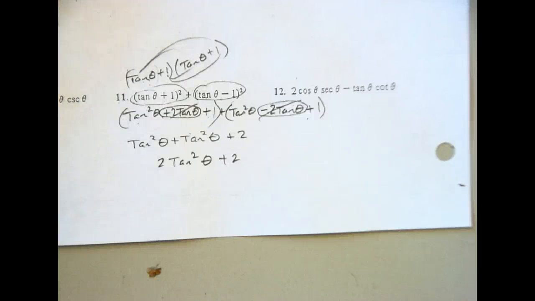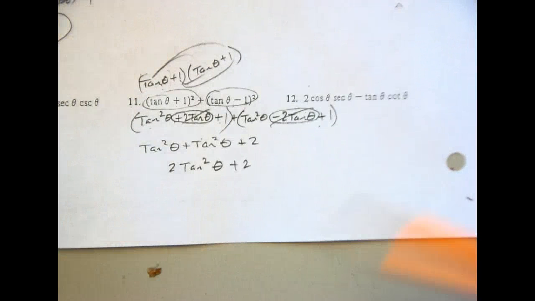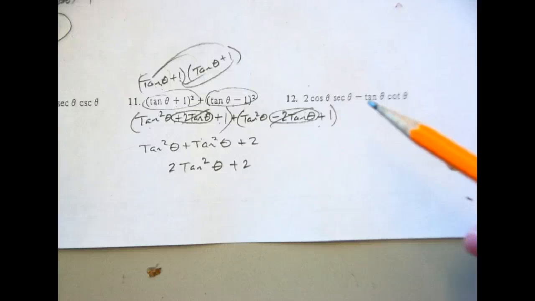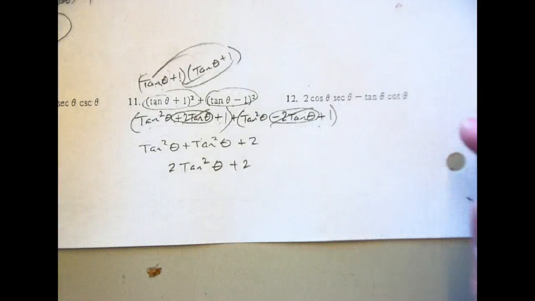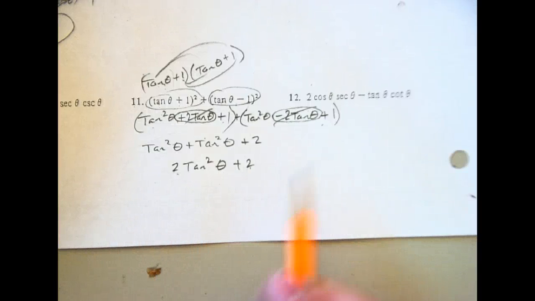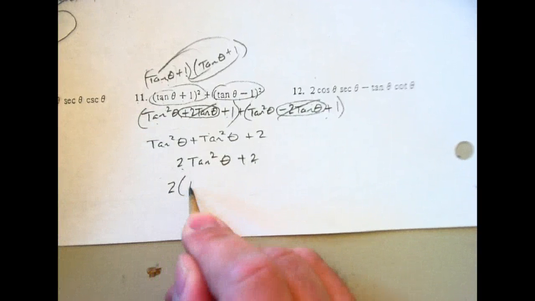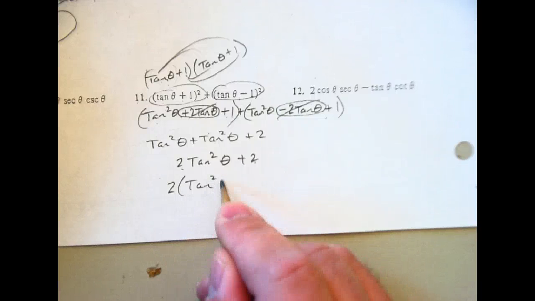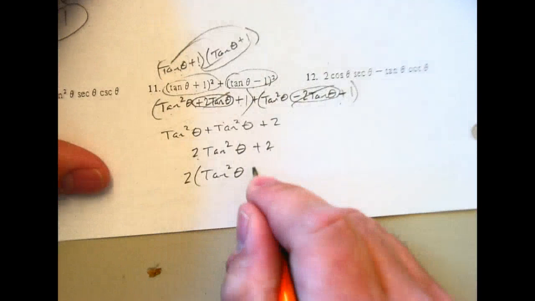Okay, when you get down to that point and you're like, I can't do anything there, I can't even cancel things out, you need to look to factor. Can I take the same thing out of both? Yeah, I can take a 2. So that gives me 2 times tan squared theta plus 1.